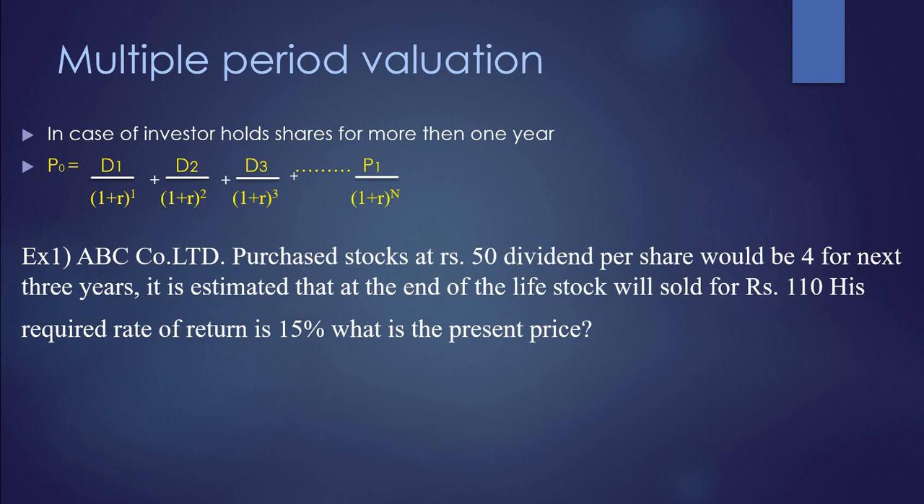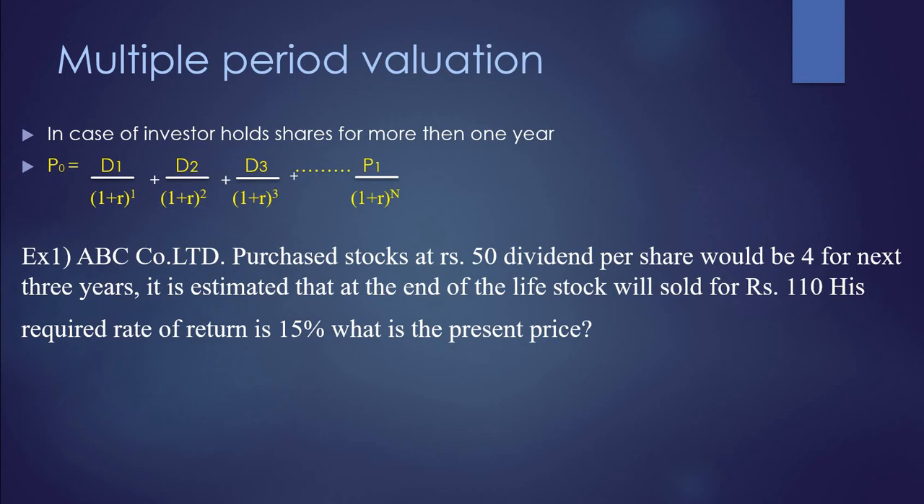What is the problem? ABC Company Limited purchased stock at rupees 50. Dividend per share would be 4 for the next 3 years. It is estimated that at the end of the life of the stock it will be sold for rupees 110. Required rate of return is 15%. What is the present price? What is the dividend paid? 4 rupees for the next how many years? 3 years. So here it is not 1 year, it is now 3 years, meaning multiple periods are there.